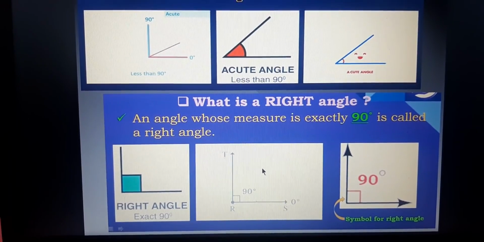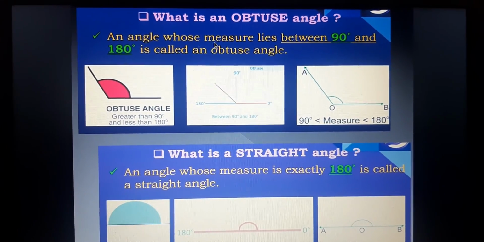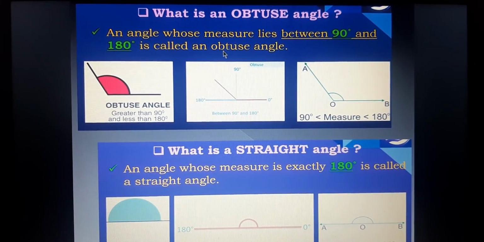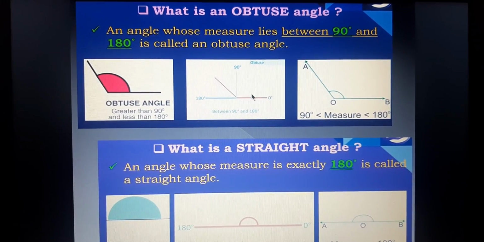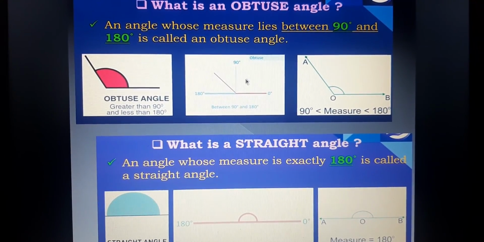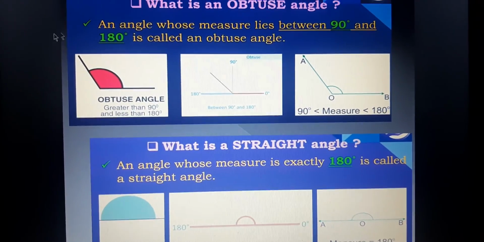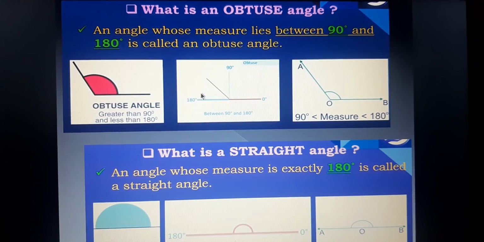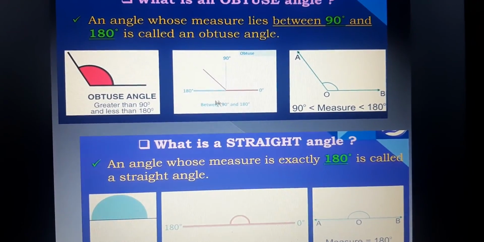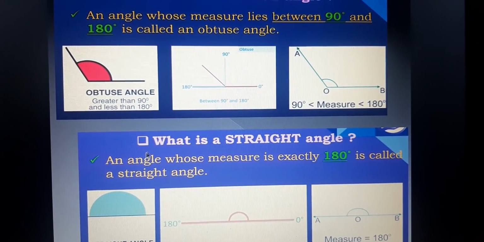Now coming to the third one here. What is an obtuse angle? An angle whose measure lies between 90 degrees and 180 degrees is called an obtuse angle. That means from 0 to 180, in between, crossing the 90, right? Whatever angle is formed in between 90 and 180, that is called an obtuse angle. You can see here, greater than 90 and less than 180, right? You can see it like that here.